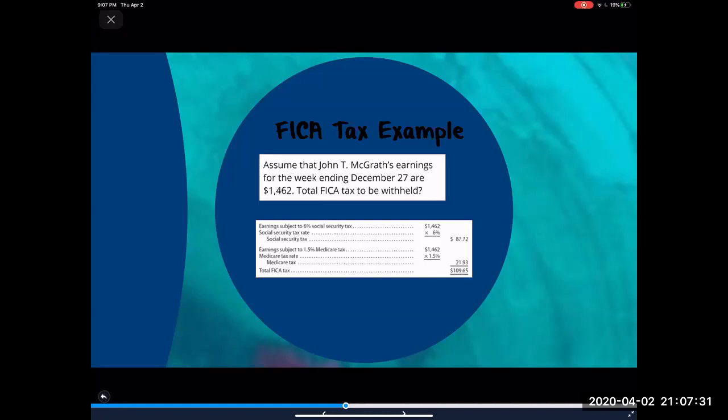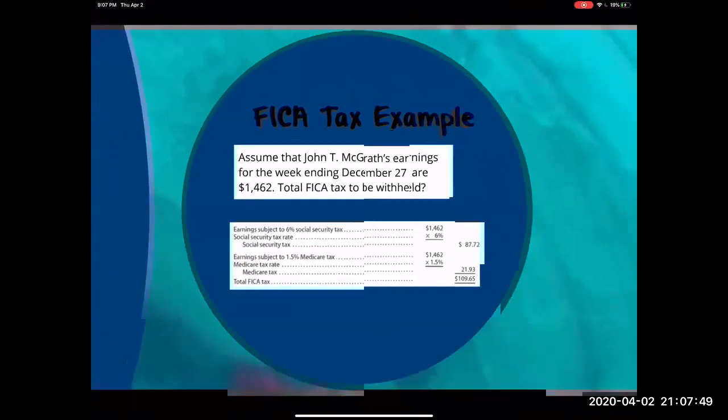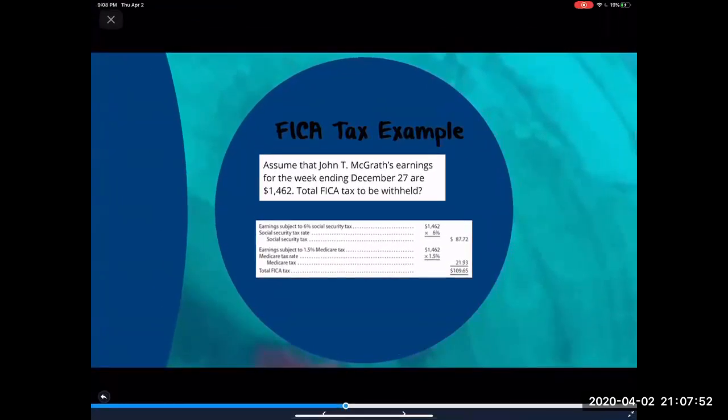We said in a prior slide that the Social Security tax rate was 6%. The way we're going to come up with how much the FICA tax is going to be is we're going to take his gross pay times the 6%. And so the Social Security tax is $87.72. Now, we also must pay the Medicare tax, which is 1.5% in our textbook right now, okay? And that 1.5% is multiplied times the gross pay, and that amount comes out to $21.93.